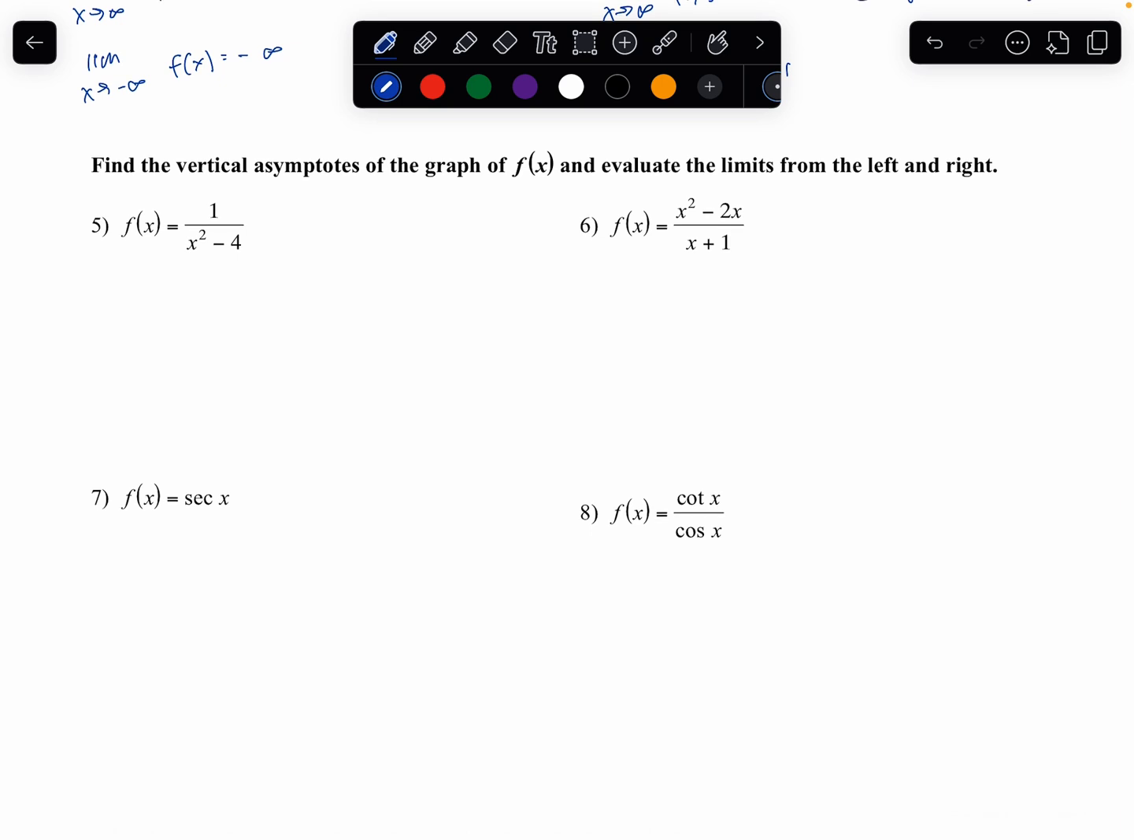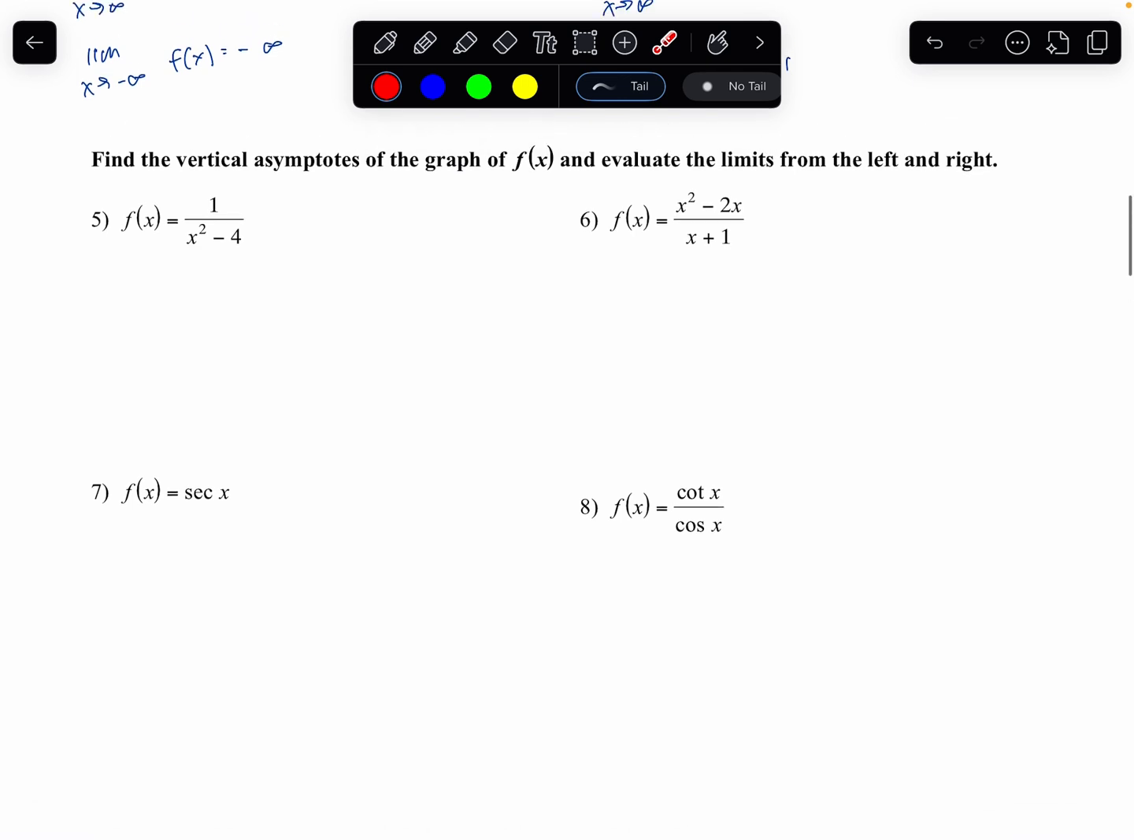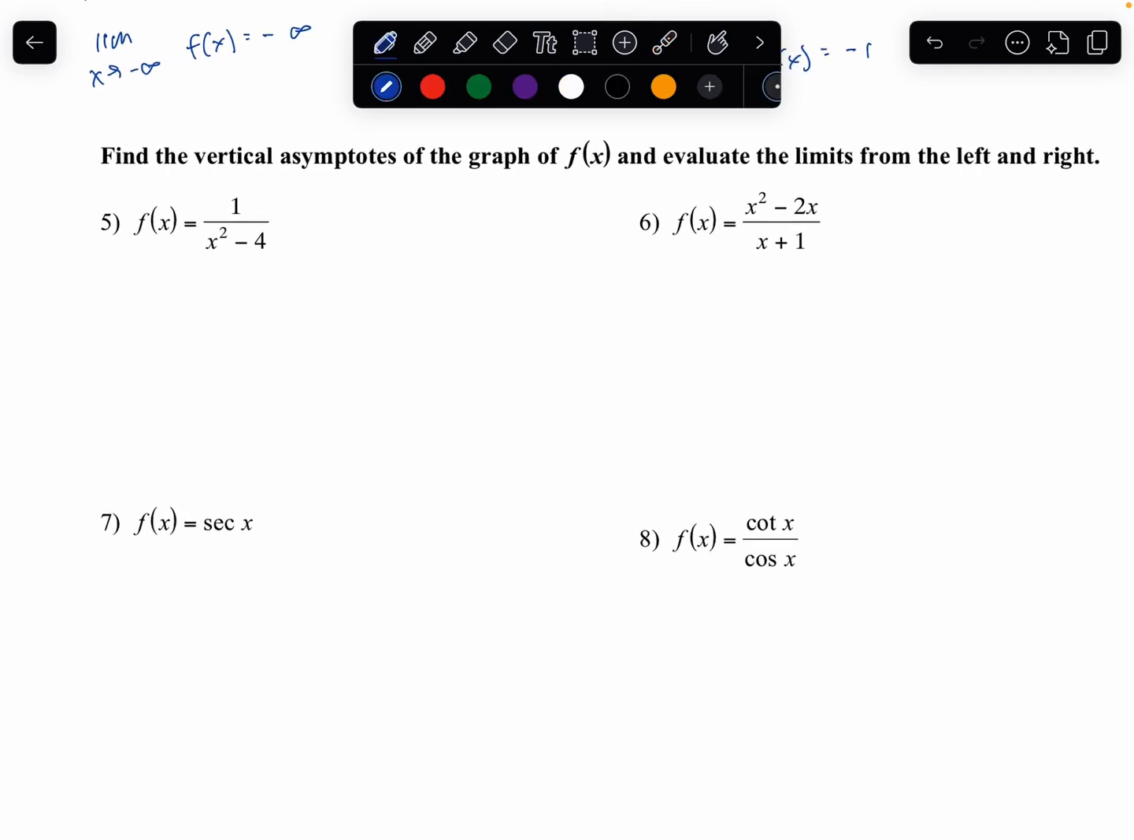So a lot of the times, should we do this with the graphs? I guess you can look at some graphs. Maybe for some of them we'll look at graphs. But let's look at 5. I think we won't really need a graph for this one right here. But so first we're going to find the vertical asymptotes.